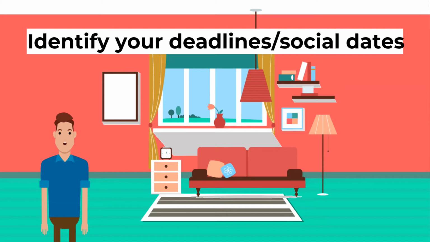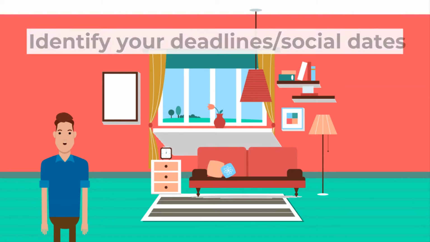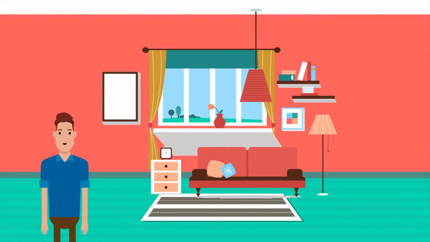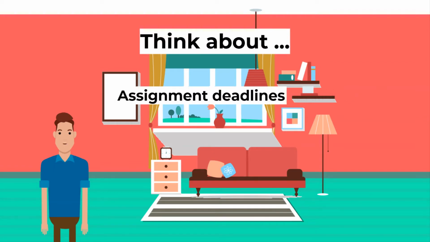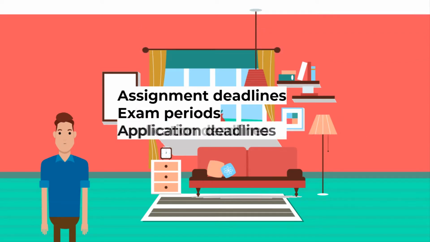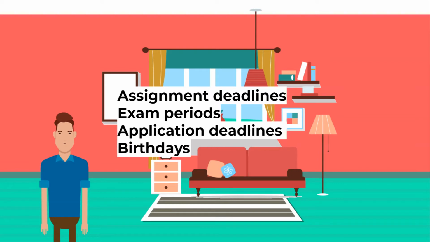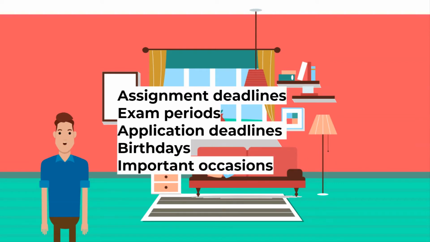Step 1. Identify your deadlines and important social dates. To effectively plan a study timetable, you need to have all your important dates written down. That means both your academic and social commitments. Think about assignment deadlines, exam periods, application deadlines for things like scholarships, internships, summer programs, and grad jobs, birthdays, important occasions, like weddings, anniversaries, religious and national holidays.